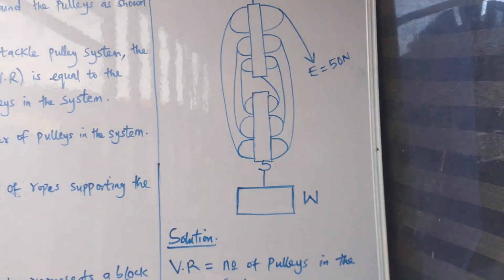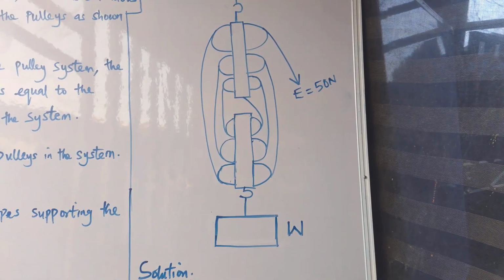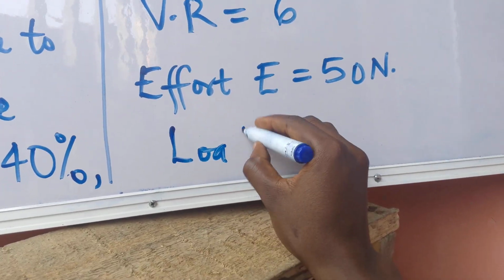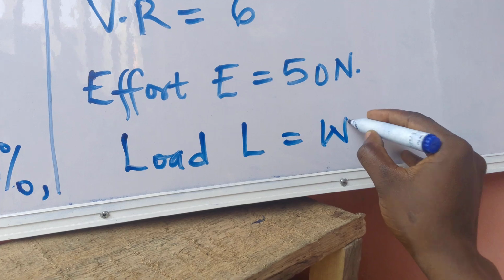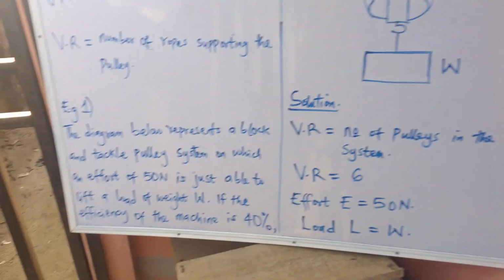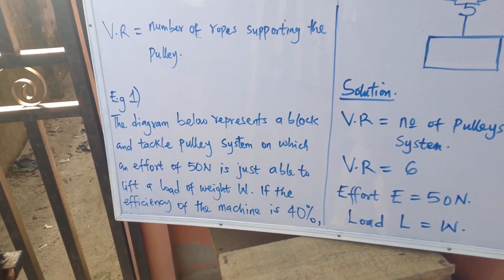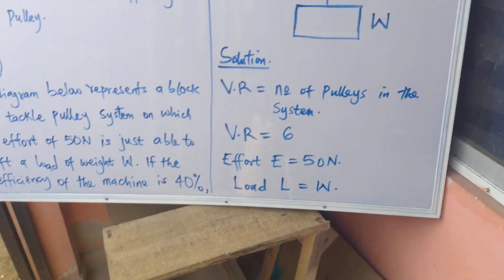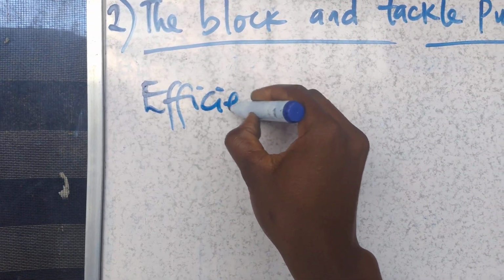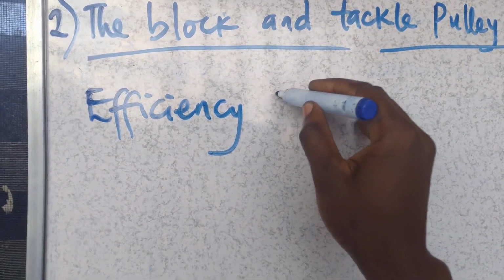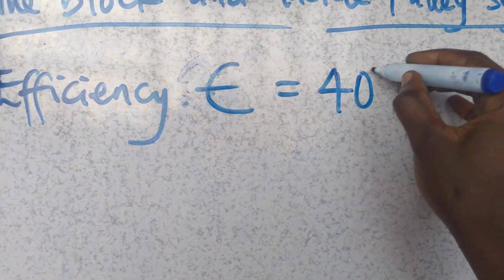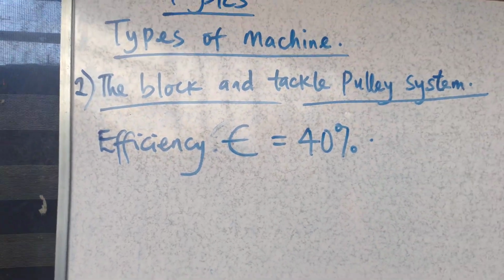Now we are asked to find the value of W. The value of W is the weight, so I say load L is equal to W. W is unknown. Then we come back to the question. It said the efficiency of the machine is 40%. We are given the efficiency of that machine as 40%, so efficiency E is 40%. Let's solve that.